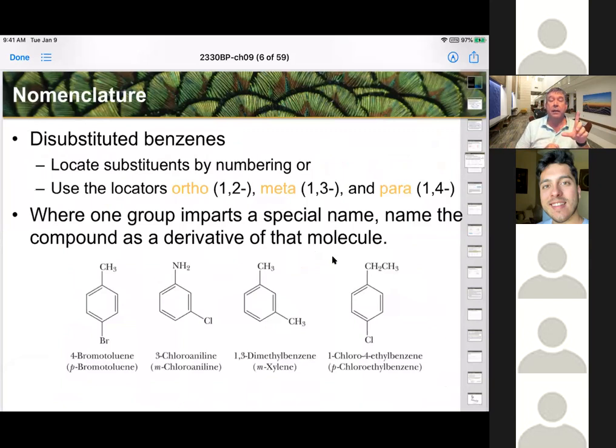The meta is where it's in the one position and then you skip over the second one and there's still a hydrogen there, and you go to the third carbon, and that's the meta. And then if they're opposite each other on the ring, that's called para.